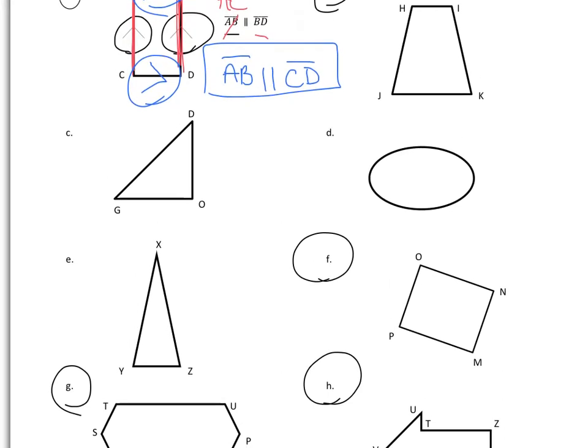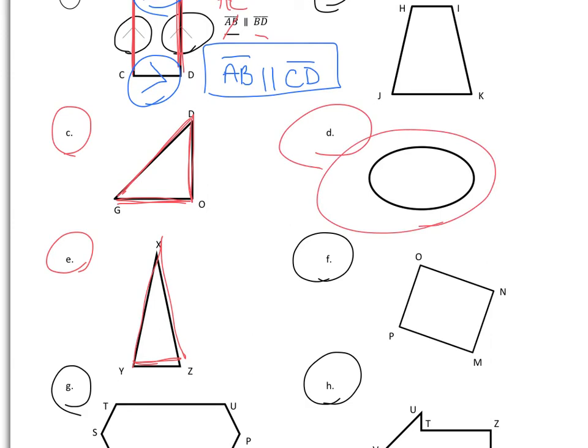The reason they won't find any on C and E is parallel lines are two lines that are always the same distance apart and never intersect. So you can see here this intersects both sides. When line segments touch, they can never be parallel. So that's going to be true on this triangle as well. And then on D, obviously, there's no lines in an oval shape.